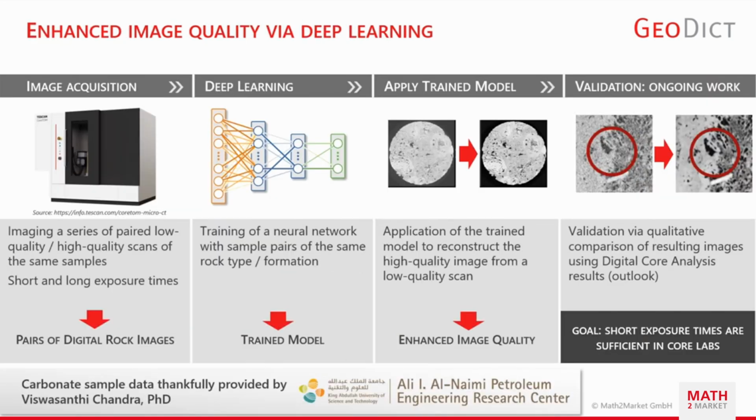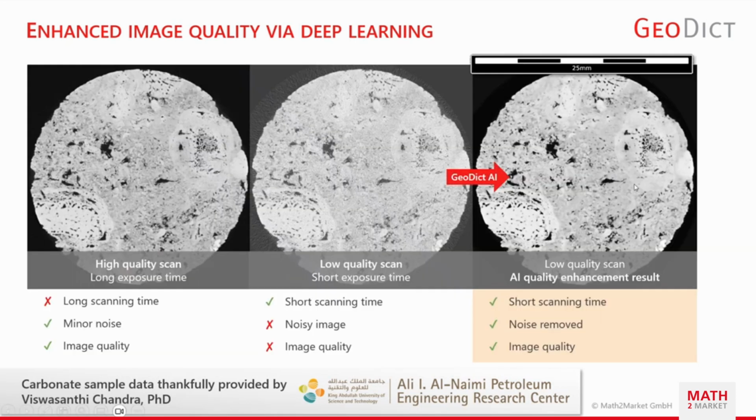There's one example that was also shown earlier today about enhancing the image quality that we've done in collaboration with Vasanthi Chandra from Chaos University. So there we did a deep learning workflow. We took scans of short exposure time and long exposure time, with the long exposure time scans being the high quality scans that represent here the ground truth data. We trained a model with these pairs of data and applied it on a carbonate sample with a low exposure time, so with a low quality, and reproduced a high quality from that scan. So that's what you've seen earlier today as a slide already.